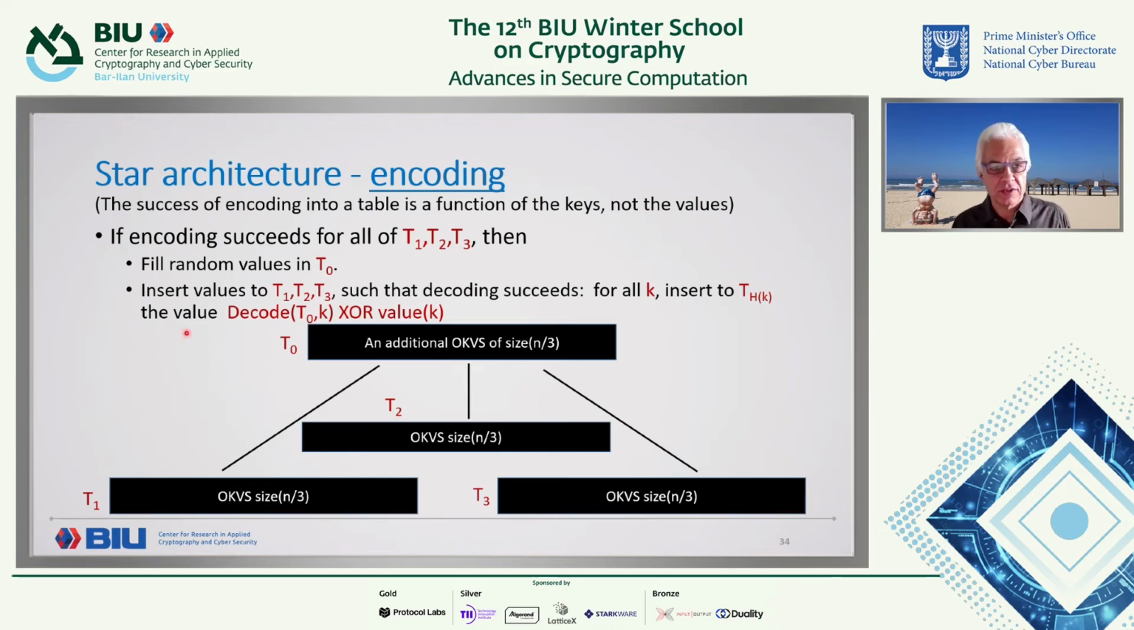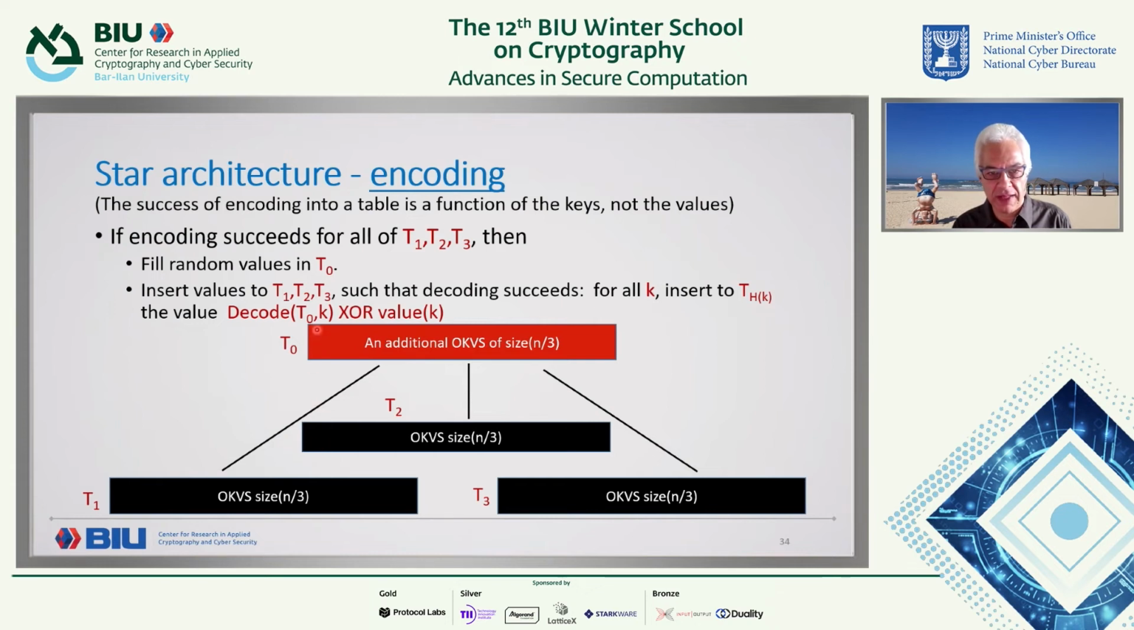Okay, so the first thing that is good is if encoding succeeds for all of these 3. So it only fails with probability p, so probability (1 minus p) to the power 3, it succeeds for all of these 3 tables in the bottom. Okay, and then what are we going to do? So first, in the top table, we're going to put random values. We don't care about it.